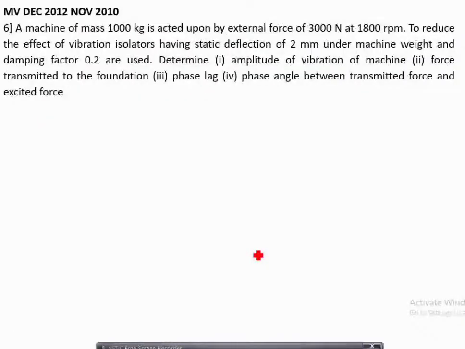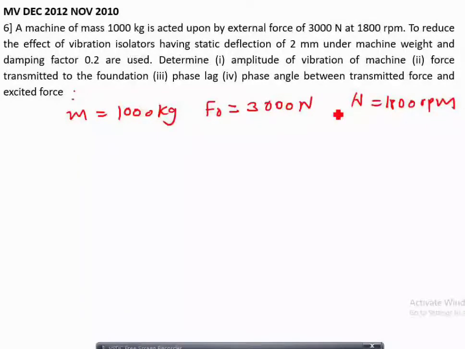Okay. So now the last problem, problem number 6. A machine of mass 1000 kg, acted upon by an external force of 3000 Newton. Now we know the harmonic force is F0 sine omega t, so F0 is the external or impressed force, 3000 Newton, at 1800 rpm. So immediately find out omega, 2 pi N by 60. So omega is 188.49 radian per second.